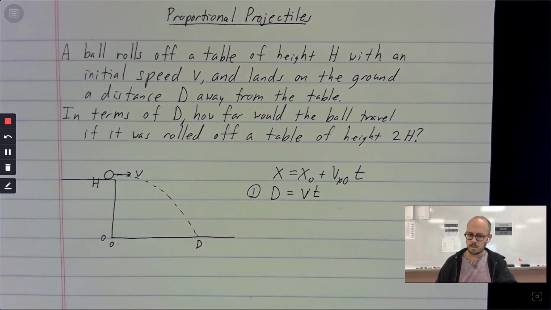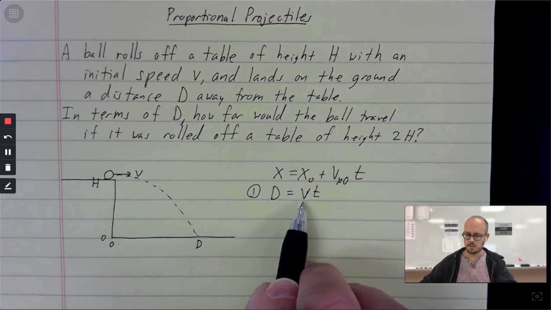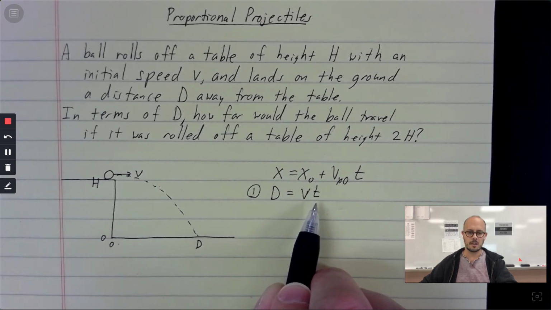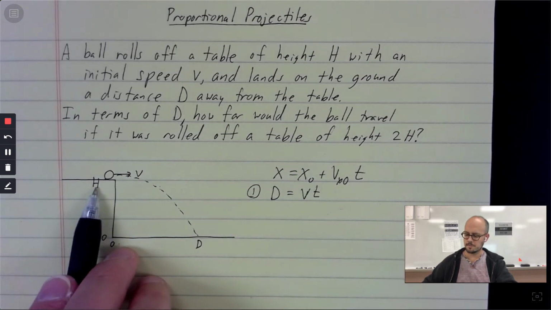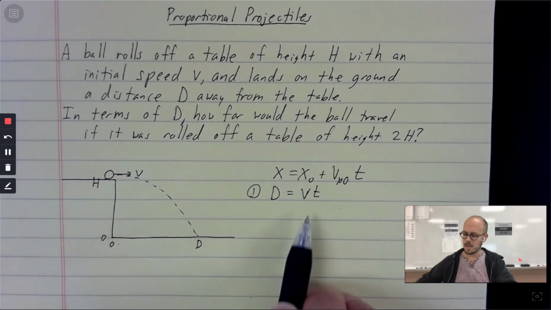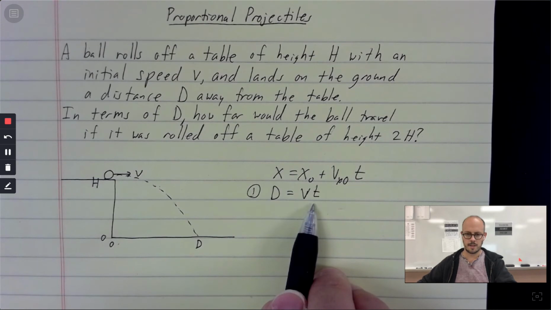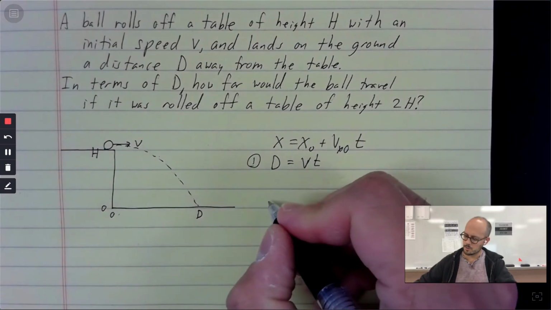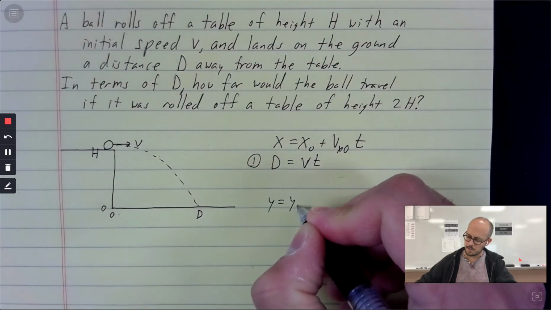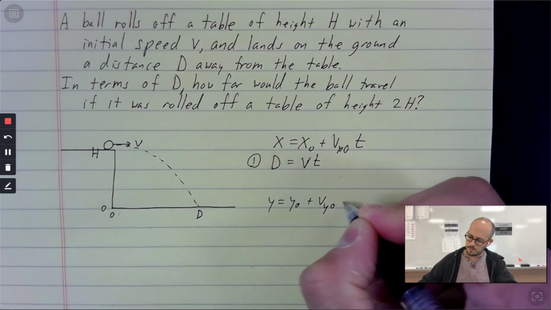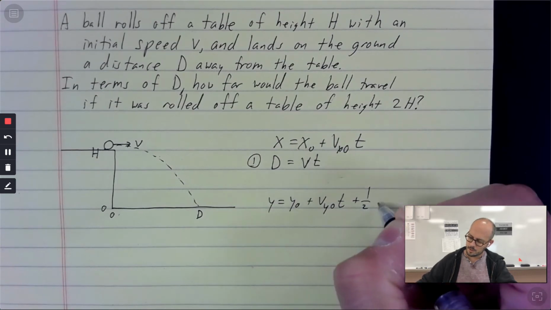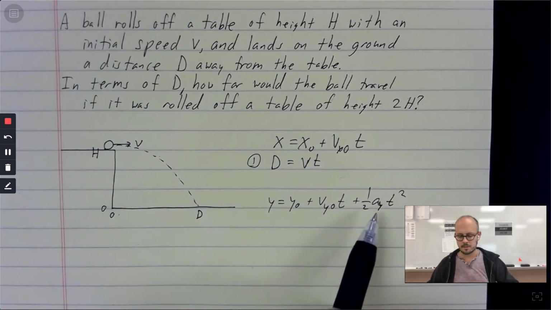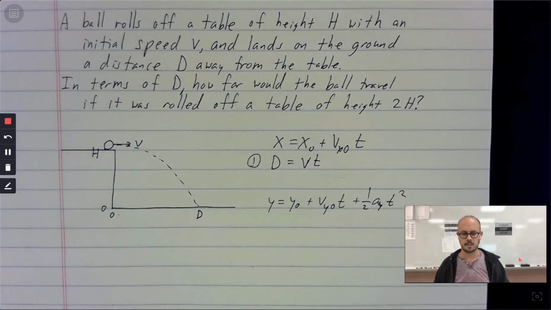Now, the distance it travels depends on the velocity, which doesn't change, and it depends on the time it spends in the air. Because of the height of the table changing, the time is going to change. So I want to figure out how the time is going to change and use that to work backwards. So I'm going to start with the second part of the problem with this equation. I'm doing it because acceleration is constant, and there's something special about the beginning of this.